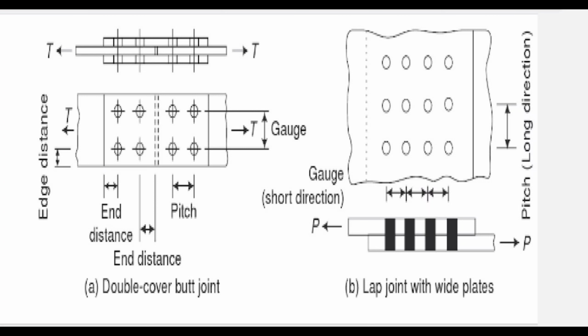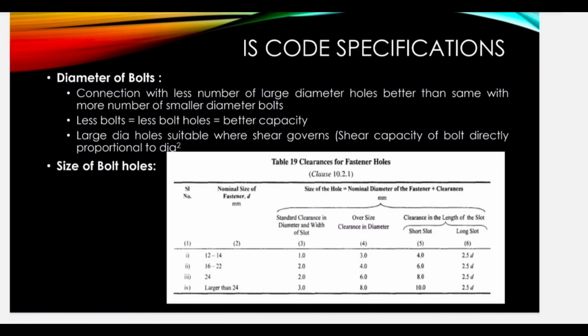There are also code specifications for the diameters of bolts and the size of bolt holes. Connections with a smaller number of larger diameter bolts are better than the same connection with a larger number of smaller diameter bolts. Fewer bolts means fewer bolt holes, which means better capacity. Large diameter holes are suitable where shear governs, and the shear capacity of a bolt is directly proportional to its diameter. I can show some clearance values in the table.